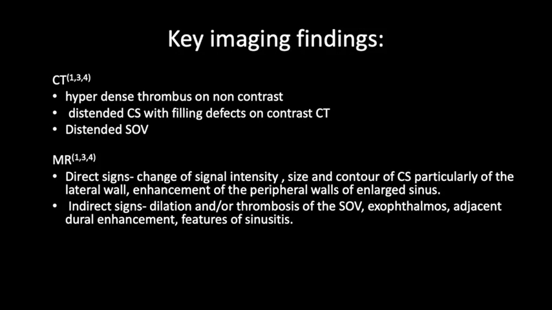On MR, you have some very direct signs, including change of signal intensity within the cavernous sinus itself, particularly looking at the size and contour of the cavernous sinus, with the lateral wall being one of the most specific areas to look at. Indirect signs, again, include dilation or thrombus of the superior ophthalmic vein, exophthalmos, adjacent dural enhancement, and any features of sinusitis or facial infection.